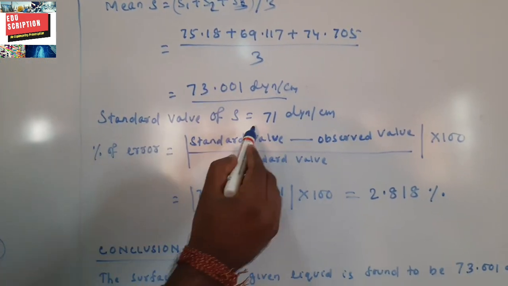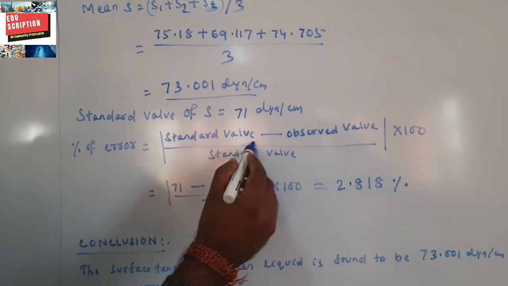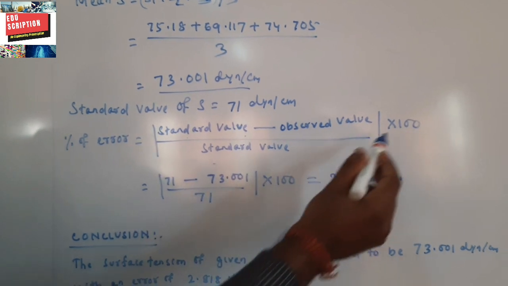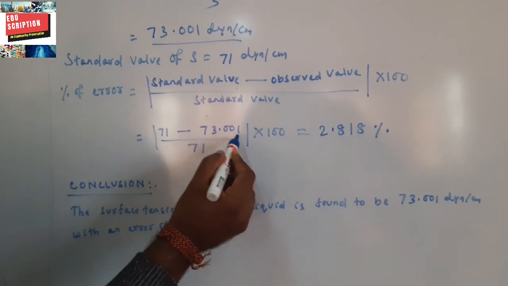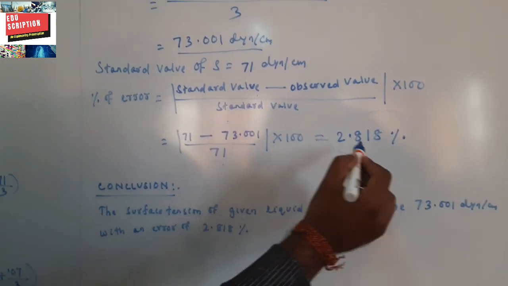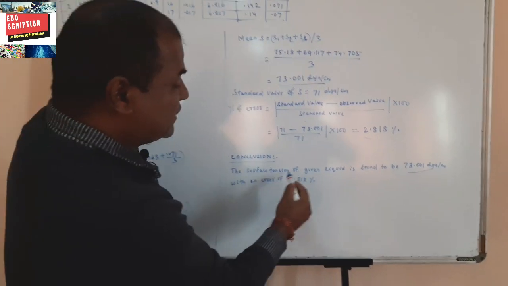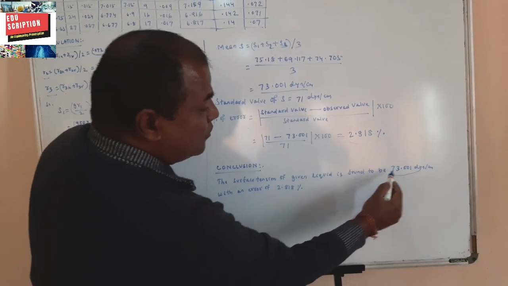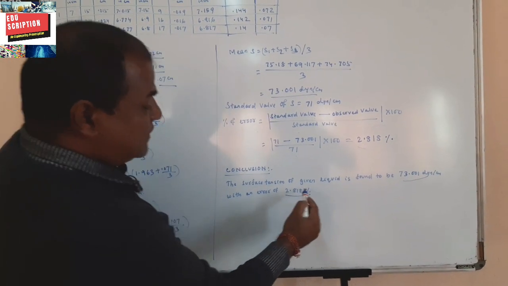But the standard value is 71.9 dyne per centimeter. So percentage of error is (standard value minus observed value) by standard value into 100, that is (71 minus 73.001) by 71 into 100, and the percentage of error is 2.818%. In conclusion, the surface tension of the given liquid is found to be this, with an error of this percentage. Thank you.